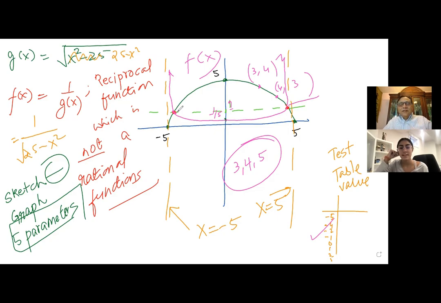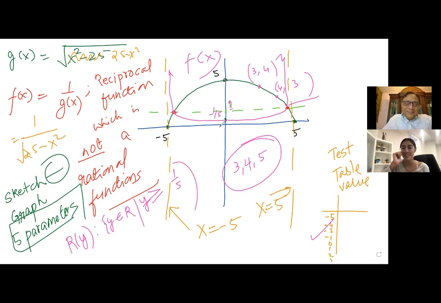So in this case, our range is y, an element of the real numbers, such that y is greater than or equal to 0. No, 1 by 5, because the maximum will not be at 0. Do not miss it. This is a very critical parameter, okay.